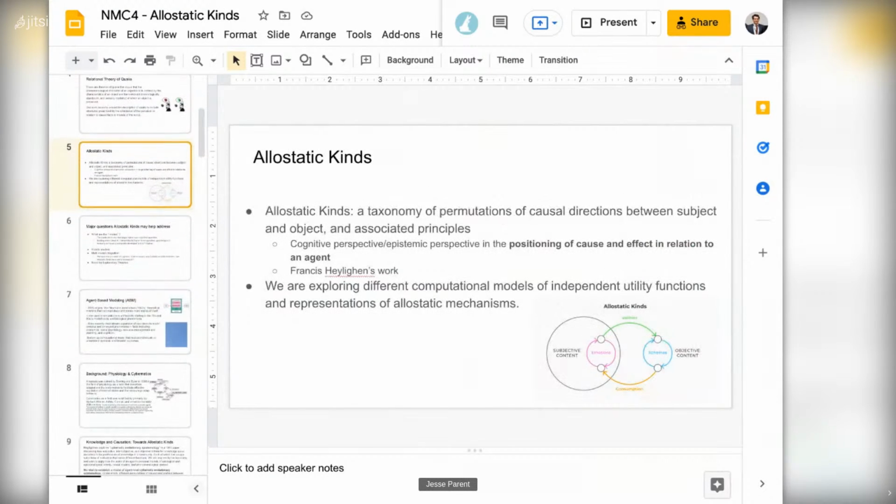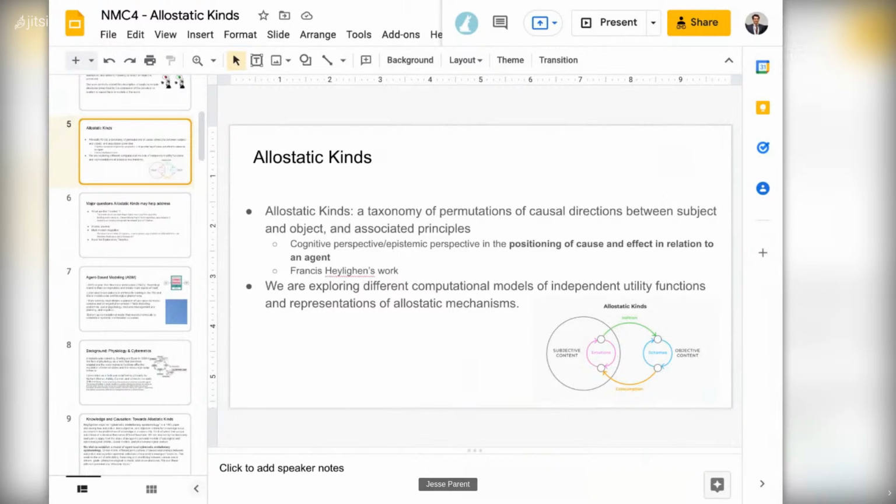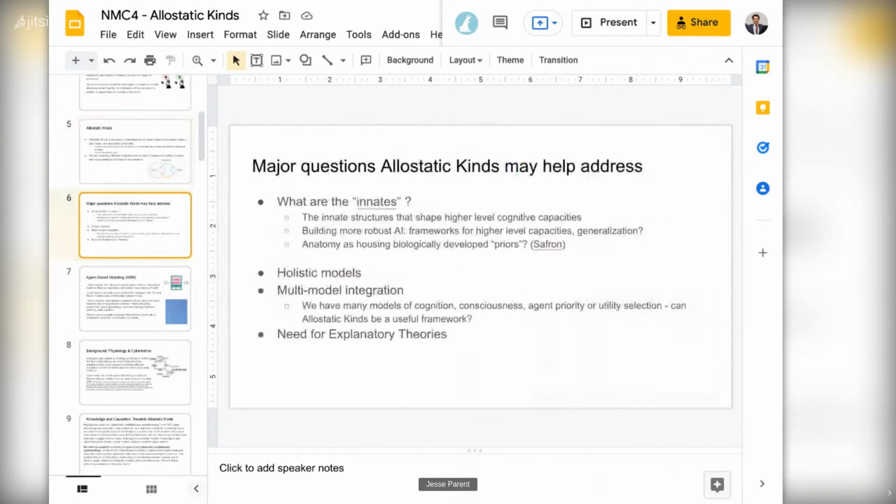So what are allostatic kinds? We are defining them here as a taxonomy of permutations of causal directions between a subject and object, and maybe some associated principles. We're inspired by Francis Heylighen's work, who we'll mention a little bit later. And we're exploring some different computational models of independent utility functions and representations of these allostatic mechanisms.